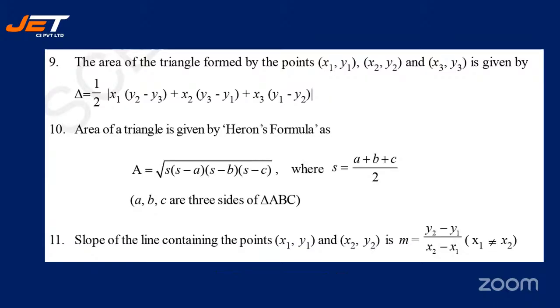And next, another very important formula, slope of the line containing the points x1, y1 and x2, y2 is m is equal to y2 minus y1 by x2 minus x1, where x1 is not equal to x2. What happens if x1 is equal to x2? The denominator becomes 0, so the slope becomes infinity.